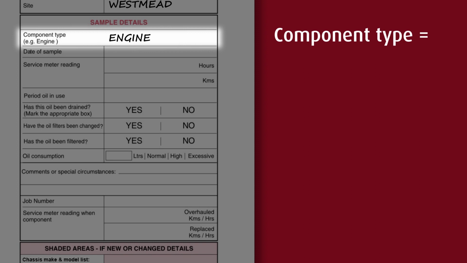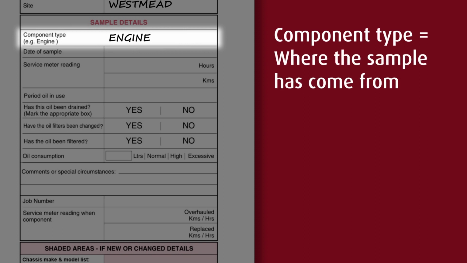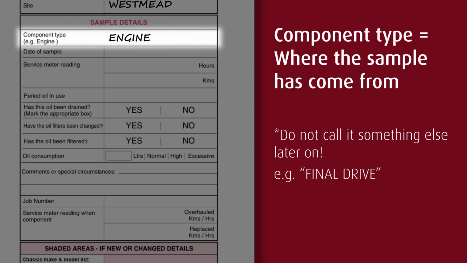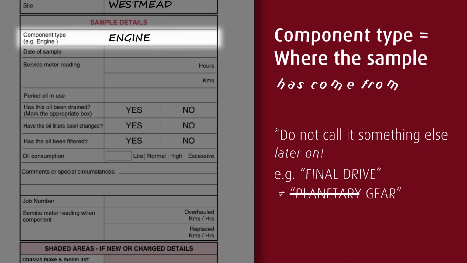The component type is where precisely the sample has come from. For example, from the engine or from the gearbox. As with the fleet number, it is important not to change the name of the component type. If the first sample is called a final drive and information is logged against this ID, do not call the next sample a planetary gear, as information will no longer tie up.